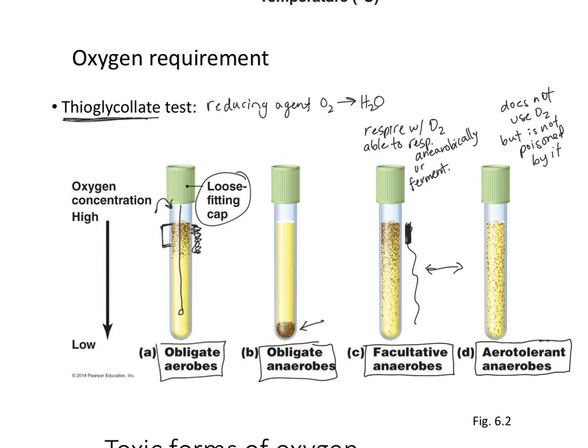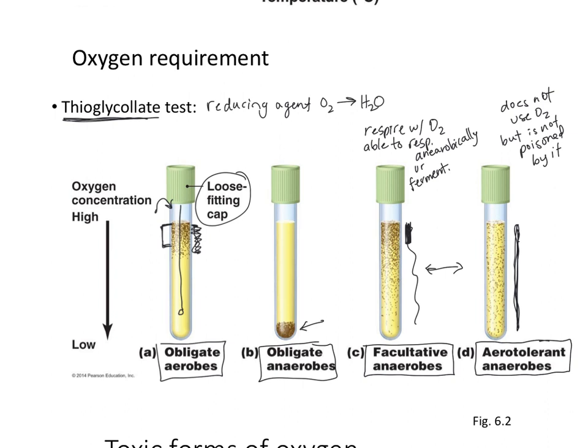Okay, so for instance, most of the Streptococcus, all they do is fermentation. They don't really care whether they're around oxygen or not because they don't use it. So they're just kind of doing their own thing, fermenting, and it doesn't really matter how much oxygen is in the tube. So we get kind of even growth throughout the whole thing.